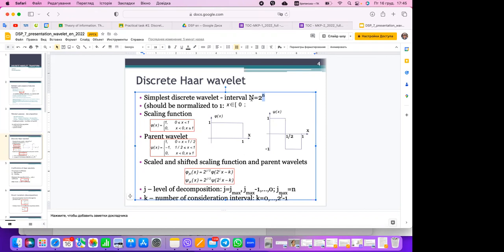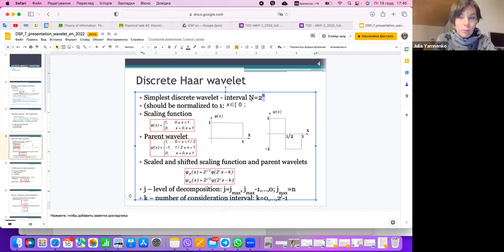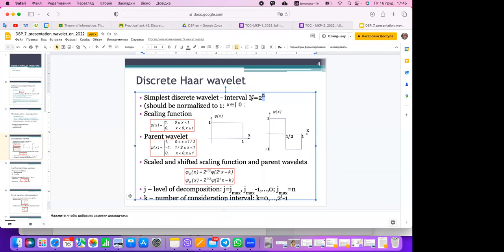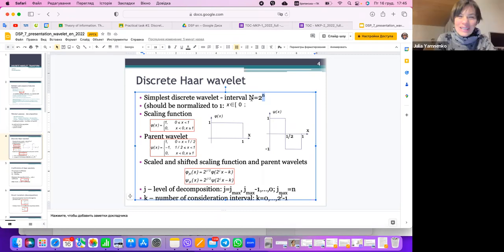N equal to 1024. Which power of 2 is it? One second. Not so easy, yeah?